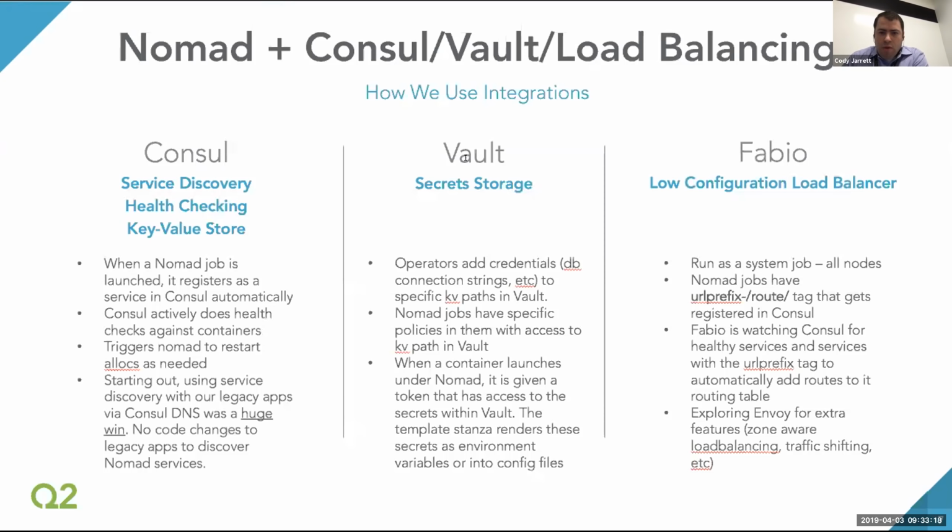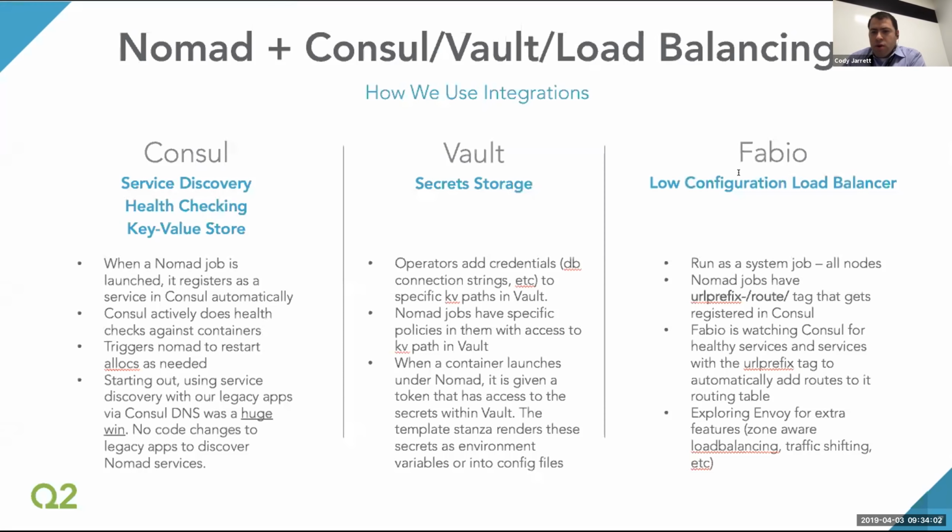And we use Vault pretty heavily. We use it to store secrets like DB connection strings and general secrets, certificates and whatnot. Our Nomad jobs have specific policies added to them that give them permissions to specific paths inside of Vault. When a container launches under Nomad, it gets a token automatically that has access to the secrets in Vault. And the template stanzas inside of the job files render these secrets as either environment variables or directly into config files, as needed.